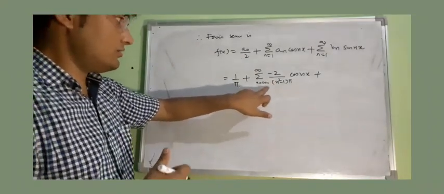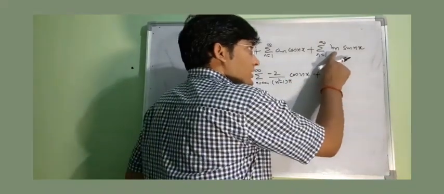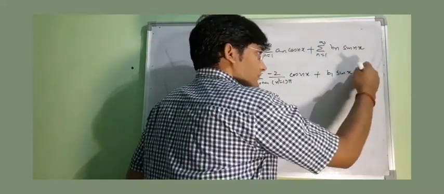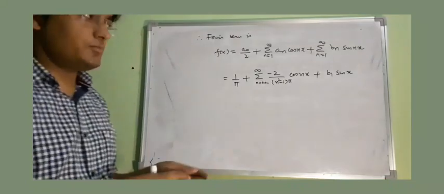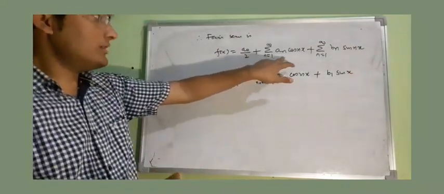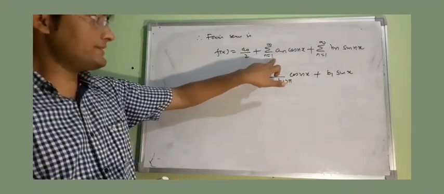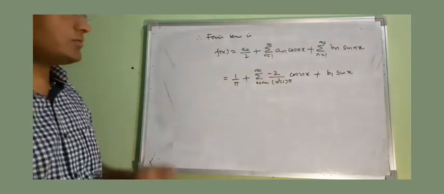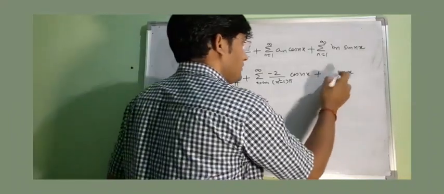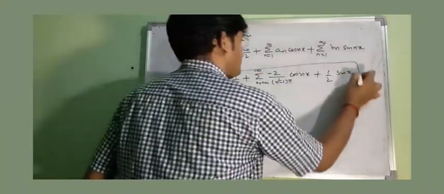I am starting from the even number, and our bn was 0, but b1 is non-zero, so we can write it as b1 sin x, and after this term all the terms are 0 because our bn is 0. The first term of the other series, that means a1 cos x, as a1 was 0, so there is no need to write that term, and our b1 was half. So this is the Fourier series expansion of f(x).